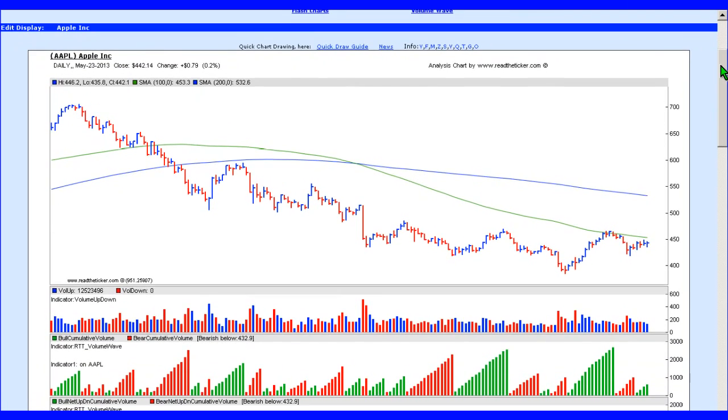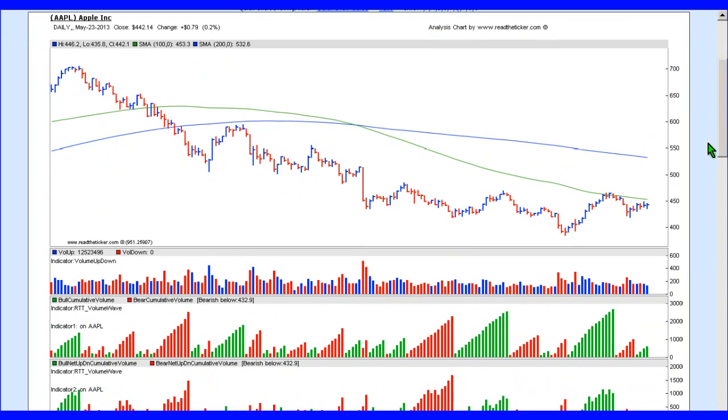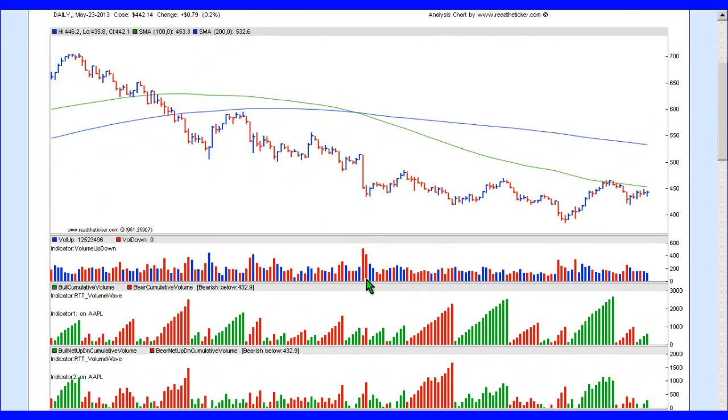Here we have the Apple chart. We have price, red bars are for down days, blue bars are for up days. The green line is the 100 simple moving average. The blue line is the 200 simple moving average. The first volume, red is for down and blue is for up days.